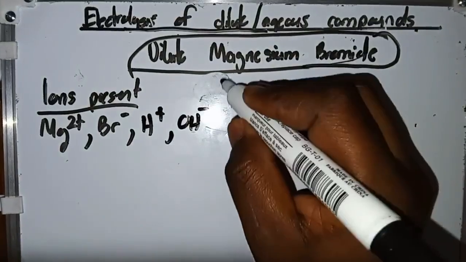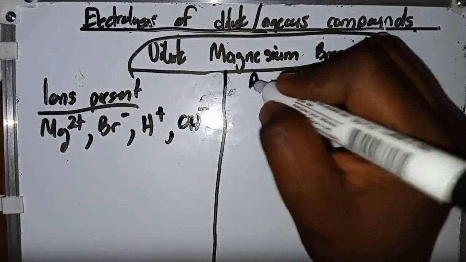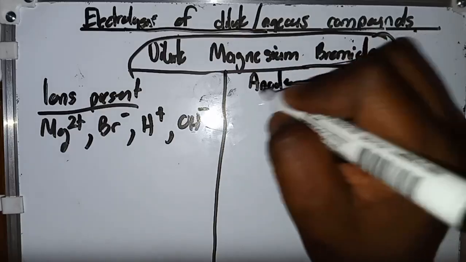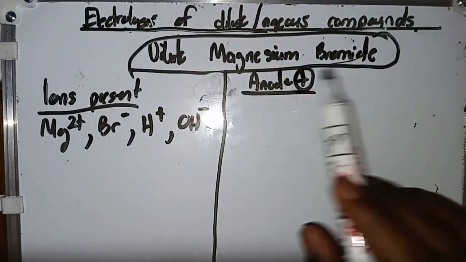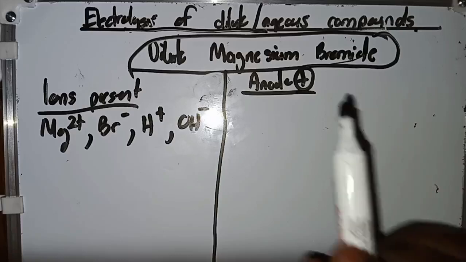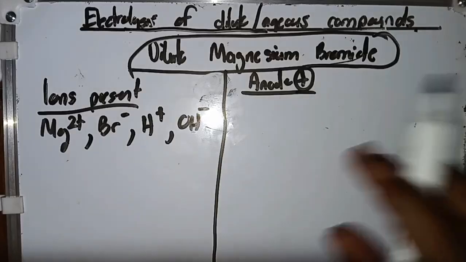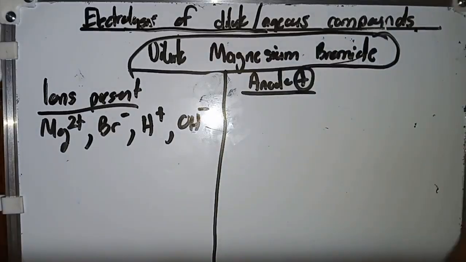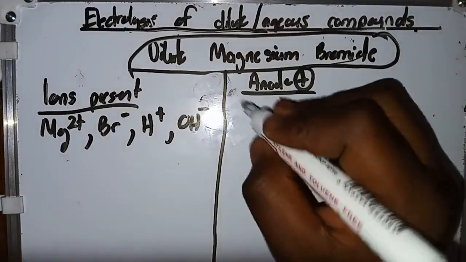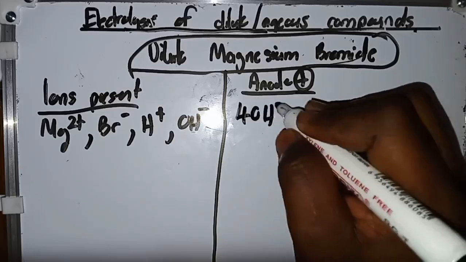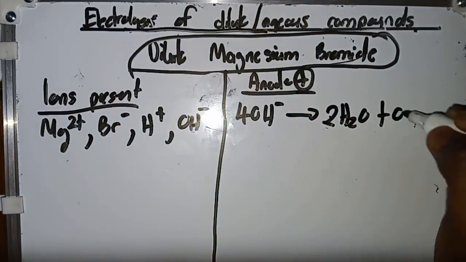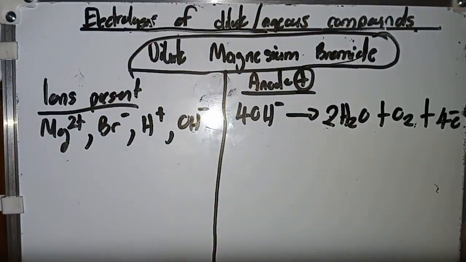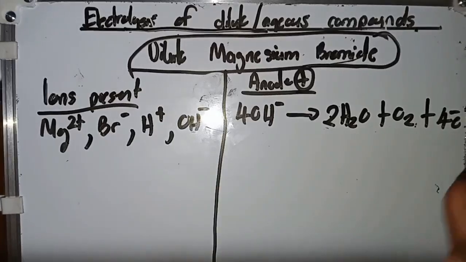Now for the anode equation, the anode is positive, so it attracts the negative. For dilute or aqueous compounds, I said that you don't have to think. You just have to recall that equation. It's the same for dilute or aqueous. The equation is the same. So you write 4OH minus to give 2H2O plus O2 plus 4 electrons. So this equation is just the same for aqueous and dilute. You don't have to think.